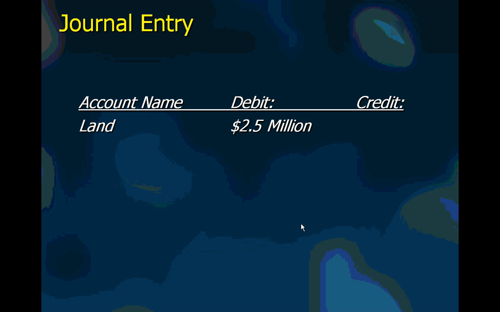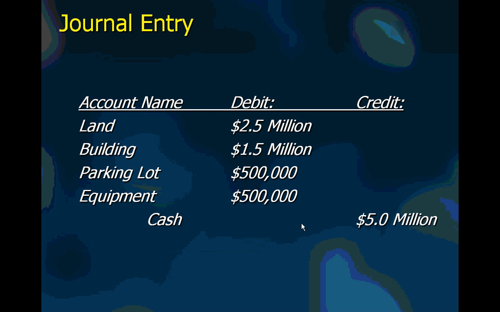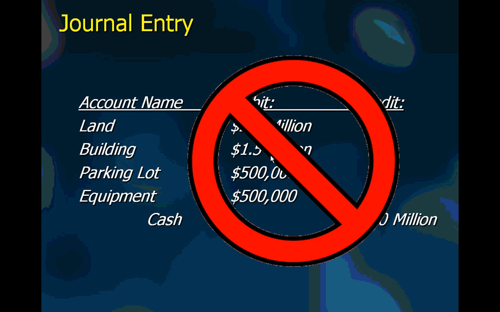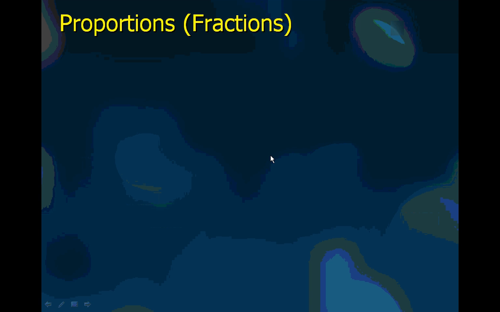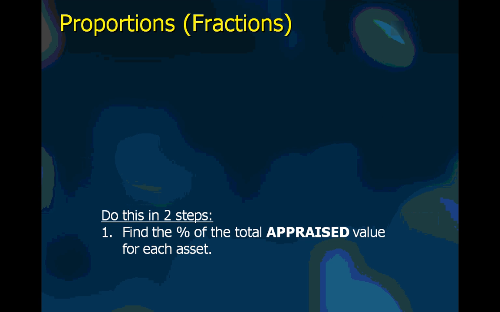So what would our journal entry look like? Here's what we would do, right? Just take the appraised values, cash $5 million, but wait, we didn't pay $5 million. You can't record things on the books if you didn't pay that much for them. It doesn't matter what the appraised price is, it's what you paid for it. Okay, in most cases. There are some exceptions, we'll talk about that later, but here we can't do that. You have to record it according to the actual price. Okay, so 2 steps.